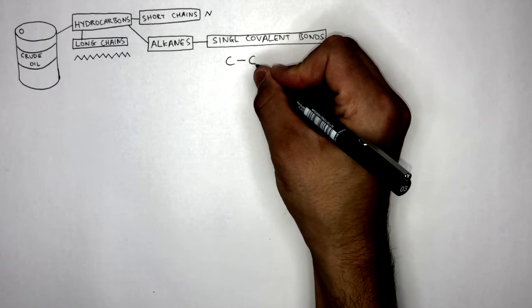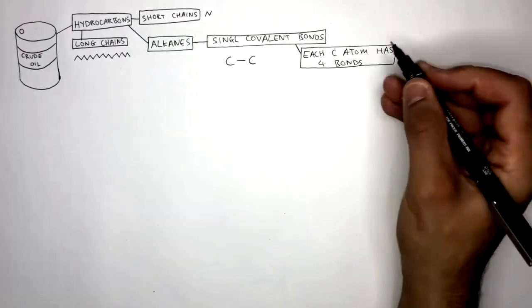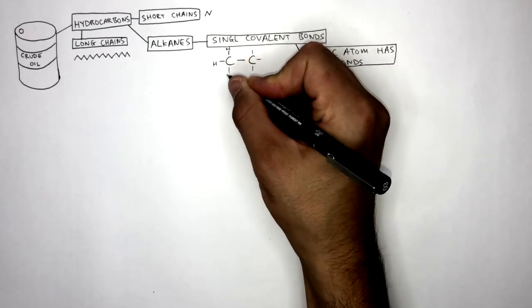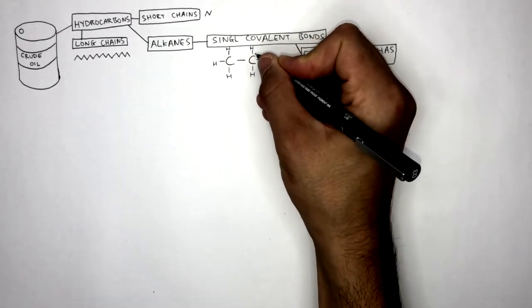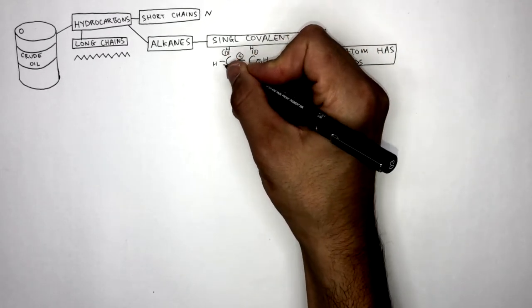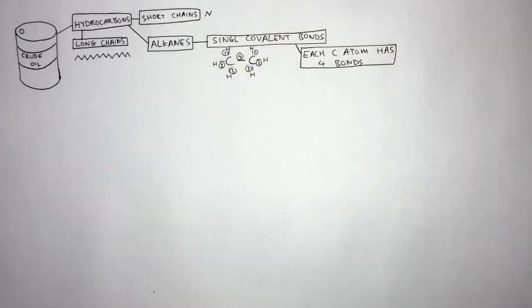As carbon is in group 4, each carbon atom has 4 bonds coming out of it. Therefore, there are another 3 hydrogen atoms covalently bonded to each carbon atom. 1, 2, 3, 4, and then 1, 2, 3, 4. We're now going to learn about the structure of the first 4 alkanes: methane, ethane, propane, and butane.